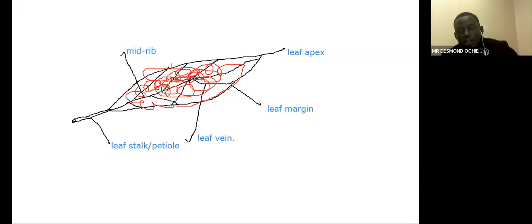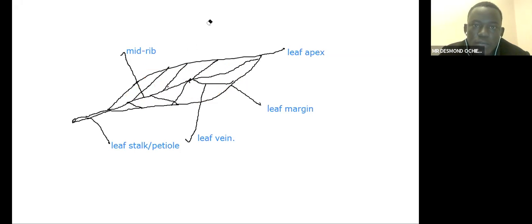I'll not be able to name it because it can confuse a good number of people, but let me just try and remove the very many things there. So if you look at this, the broad surface here is what is called the leaf lamina. It's the broad flat surface. So these are the various parts of the external parts.